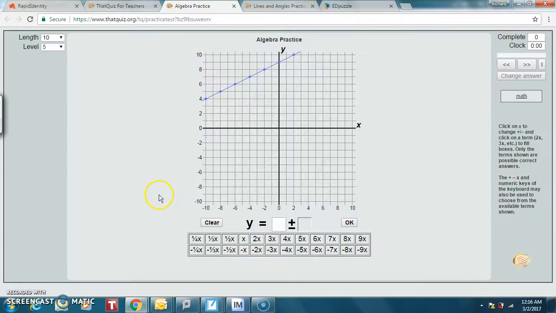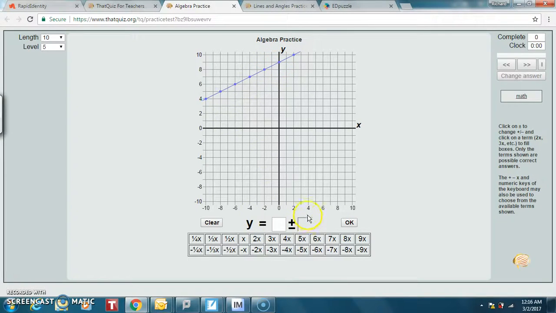This website they've seen before. We've used it in the computer lab at school. An example of something they might be doing would be looking at this grid, this coordinate plane, where you see the line drawn on the plane, and the students have to figure out what the equation of this line is, what the slope and y-intercept are.